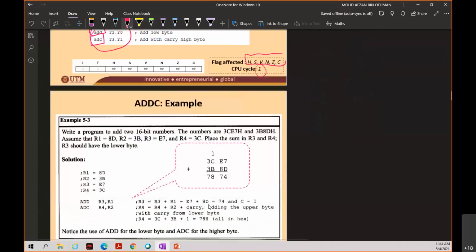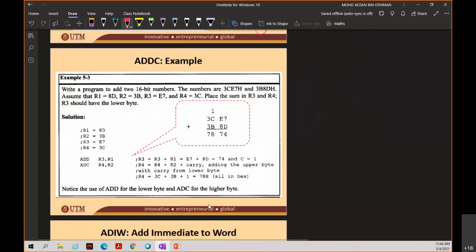Okay, let's look at this ADC example. You are going to write a program to add two 16-bit numbers. The numbers are 3CE7H and EC37H. This H represents a hexadecimal number. You're going to add these numbers here.